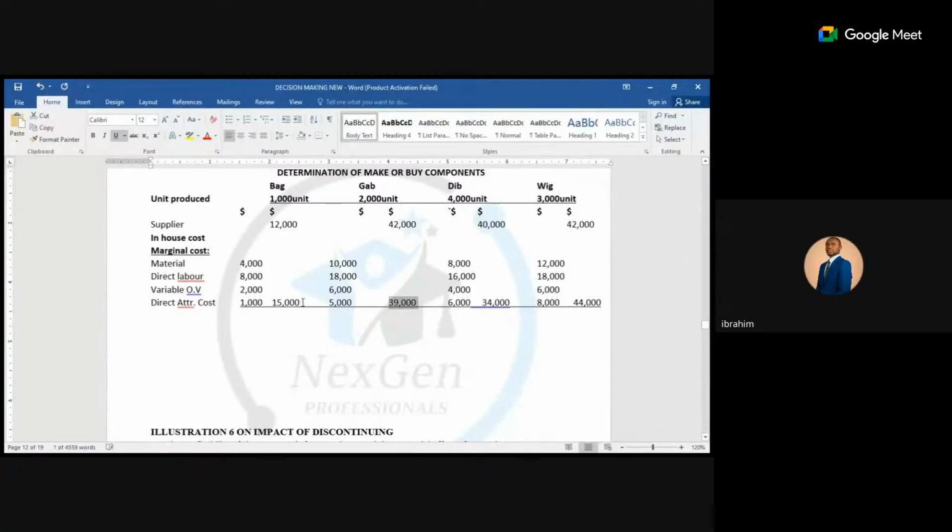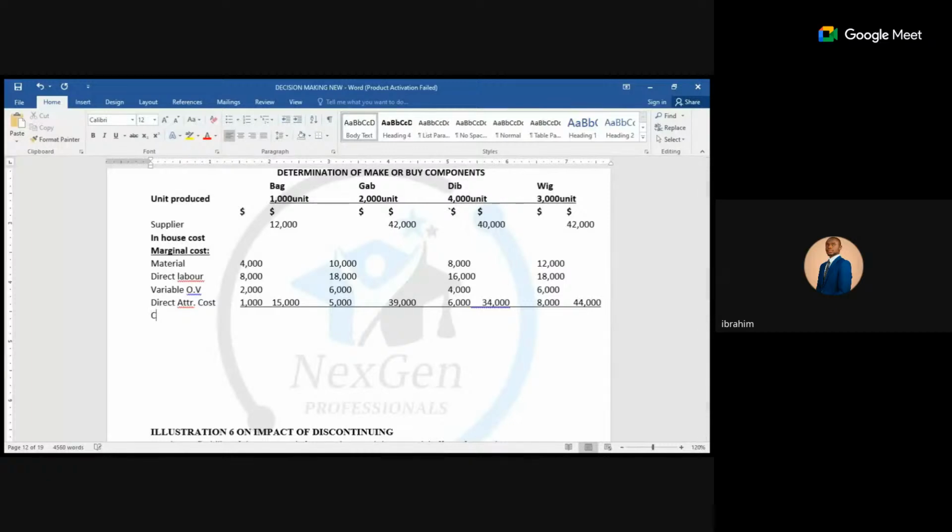Now, you'll be the one to judge, you'll be the one to make the decision. If you are to produce the component in-house, you will incur 15,000. But the supplier is willing to say, bring 12,000 naira for this component. Will you buy the component or will you make it, class? Buy. We'll buy it on that particular scenario.